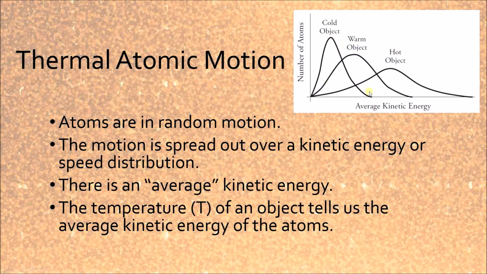So for a cold object, most of its atoms will be down here with a small kinetic energy, and hot objects will be spread out farther with higher kinetic energy. There is an average kinetic energy, remember, that we have this peak, so we have sort of a bell-shaped curve with an average, and the temperature of an object tells us what this average kinetic energy is of the atoms inside of an object.